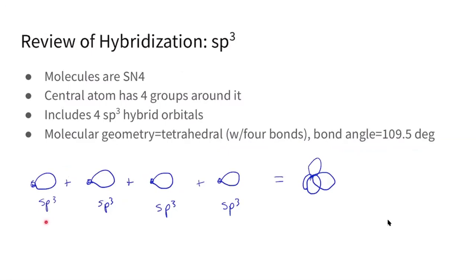I'll draw your attention to down here. The recipe, if you will, for making an sp3 hybridized molecule is just 4 sp3 hybrids, arranged in a shape like this. Again, the geometry is tetrahedral if you have 4 bonds, and the bond angle is 109.5 degrees between each of the bonds.